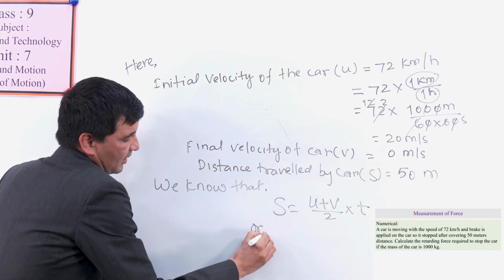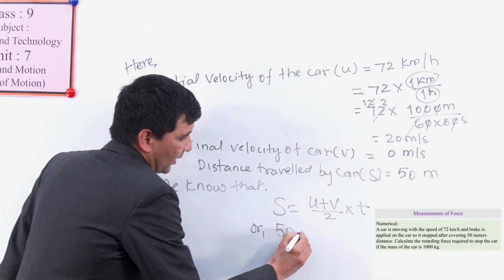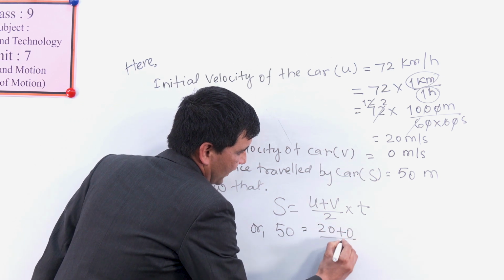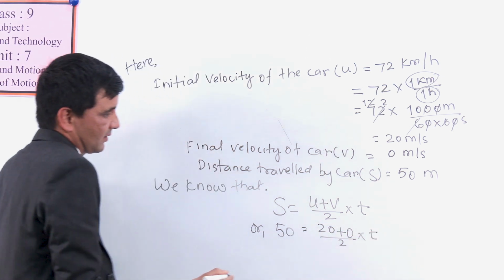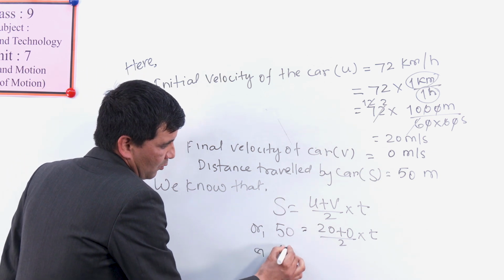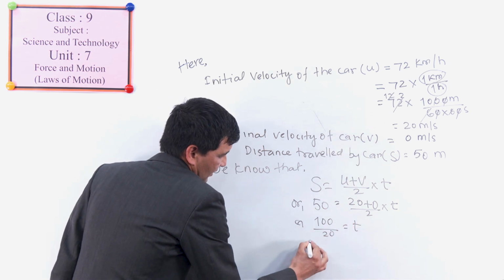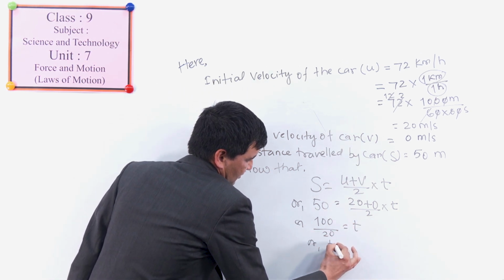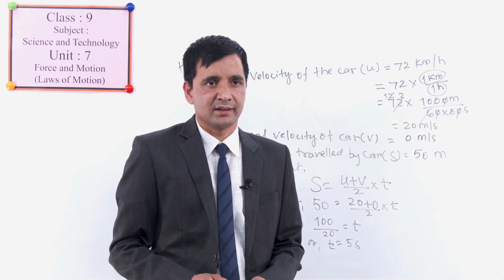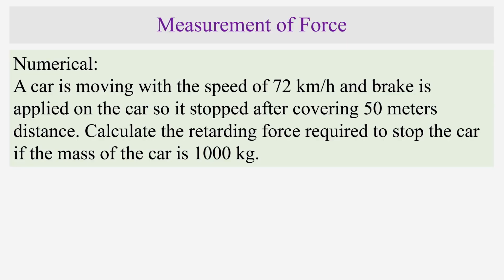What is the distance traveled by car? 50 meter. Okay. And what is the initial velocity? 20. Finally, (20 plus 0) by 2 into t, right? Or 50 into 2, 100 by 20 is equal to t, or t is equal to 5 seconds. The car is stopped after 5 seconds. Okay, it covers a distance of 50 meter and it stopped after 5 seconds.